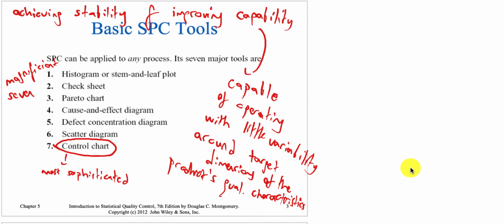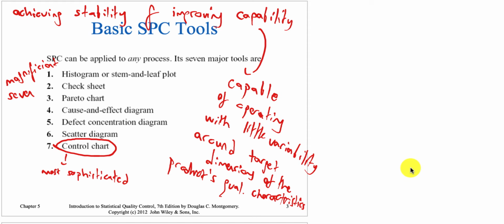Second is the check sheet. 3, Pareto chart. 4, cause and effect diagram. 5, defect concentration diagram. 6, scatter diagram. And 7, maybe the most important one, is the control charts. Here we are going to talk about from the check sheet to the scatter diagram, but we are just going to give an introduction on control charts because we are going to get deeply into the control charts in the next chapters as well.